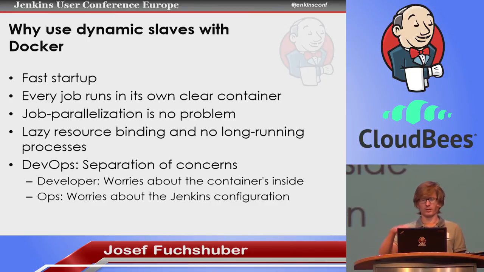When we run a job, no resources are needed. Only when a slave and a job are starting, the resources are allocated. And last point, DevOps, separation of concerns. Developers worry about what's inside the box. They say, I need my Apache, my Maven, my JDK in version 6 or 7 or 8. And the sysadmin only has to configure the Jenkins. The Docker image comes from the repository.